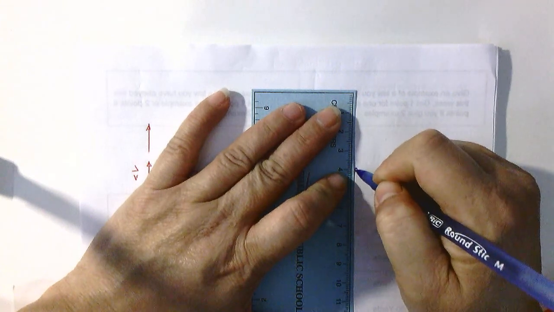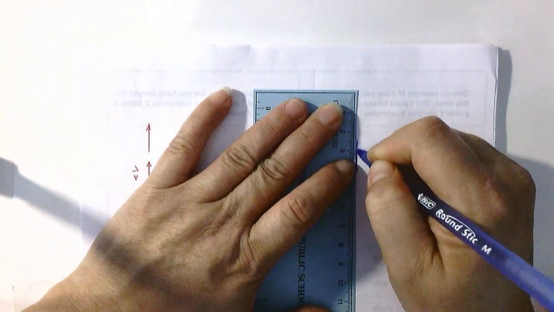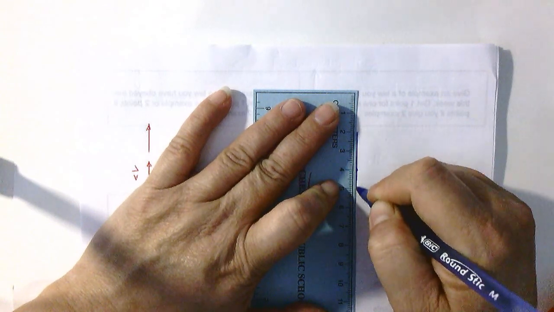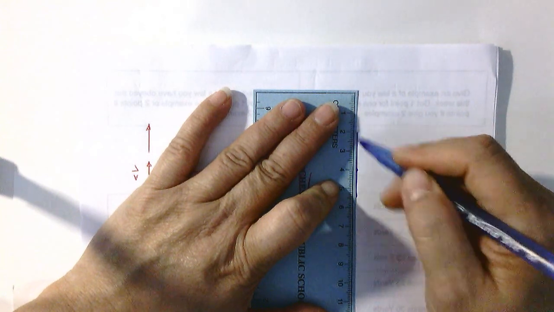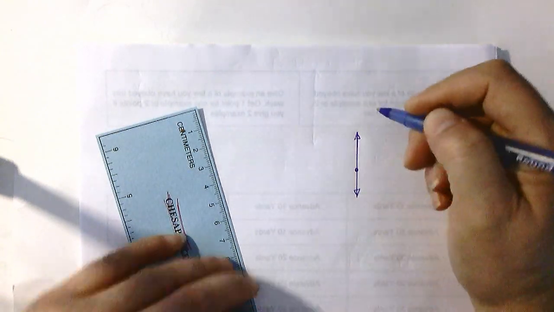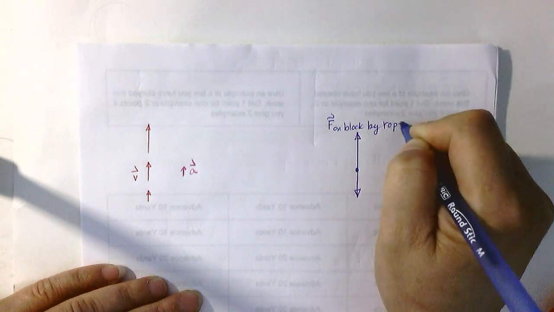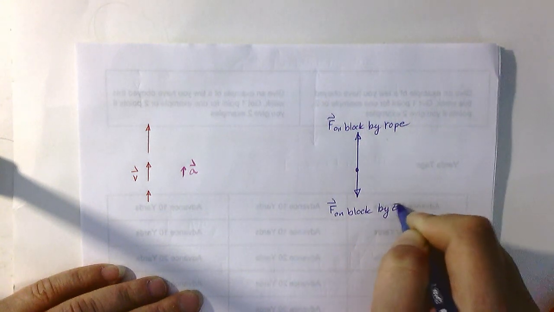Okay, so I'm going to draw my, sorry, wrong color. I'm going to draw my dot to indicate my object. I'm going to draw my tension going up, and I'm going to draw my weight going down. Let's see, I have this as being 2 centimeters and this is 1.5. I just need to make sure that the net force is directed upward. Okay, so this is the force on block by rope, and this is the force on block by earth.